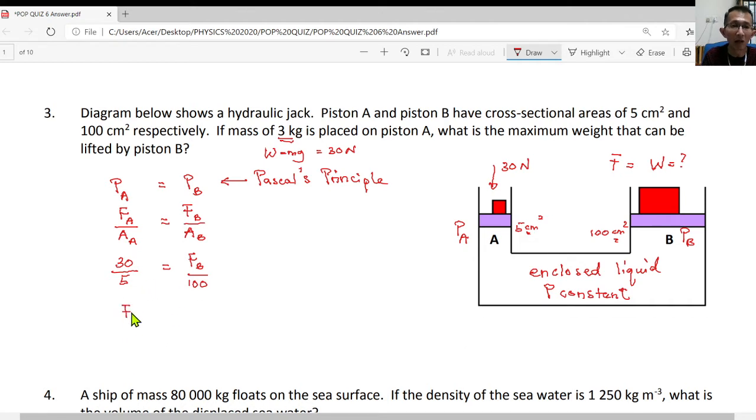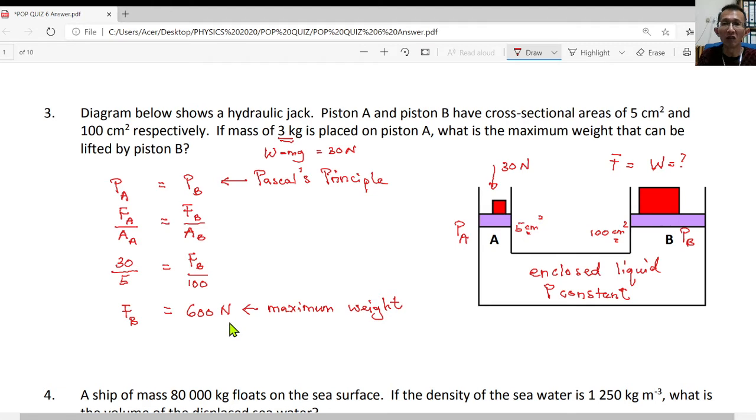So calculate the force at piston B. If you do the calculation, you should be able to get 600 Newton. So here I have 600 Newton. This is the maximum weight that can be lifted by piston B. If I input a force of 30 Newton on piston A, the maximum weight that can be lifted is 600 Newton.